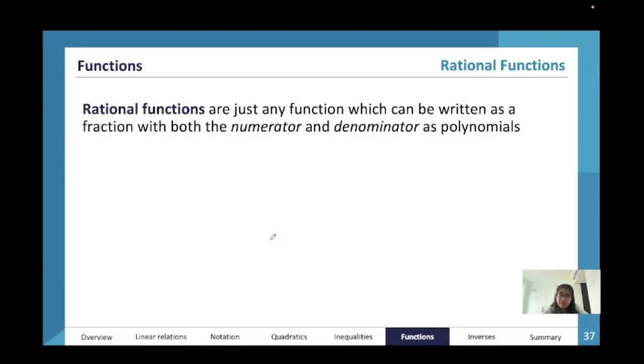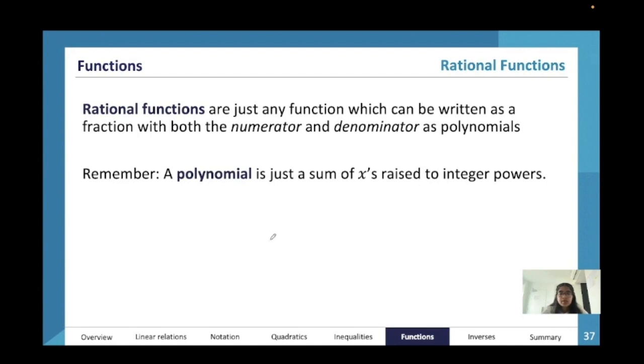So this time we're coming back to functions. This time we're going to be working on rational functions. Basically, rational functions are any function that you can write as a fraction, and you want the numerator and denominator to be polynomials. So you want them to have positive whole number powers, just a sum of x's raised to integer powers.